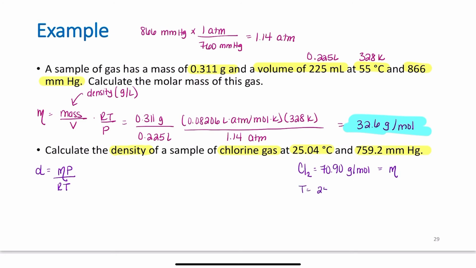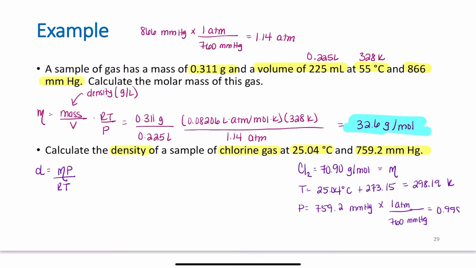Temperature: 25.04 degrees C plus 273.15 to get to Kelvin equals 298.19 K. And pressure: 759.2 millimeters of mercury. This is almost 1 atmosphere, but not quite. I expect to be very close. 1 atmosphere is 760 millimeters of mercury, so this equals 0.9989 atmospheres.